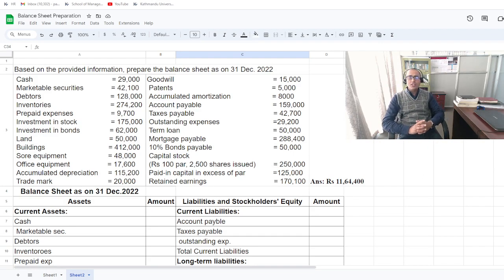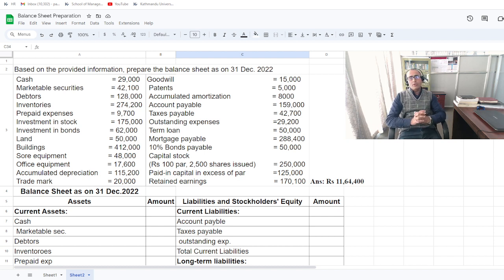Today I will be discussing how we could prepare the balance sheet based on the available information. Before moving to this topic, let me clarify that there are basically four types of financial statements. One is the balance sheet. Second is the income statement. Third is the statement of retained earnings, and the fourth is the statement of cash flows.